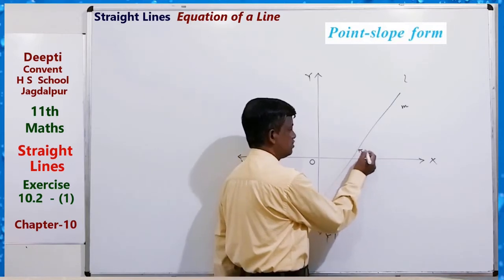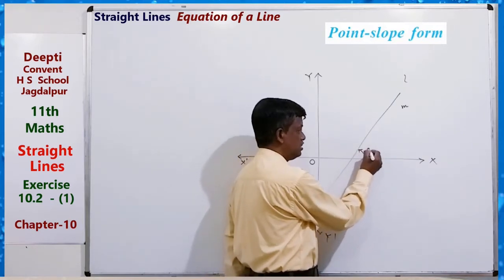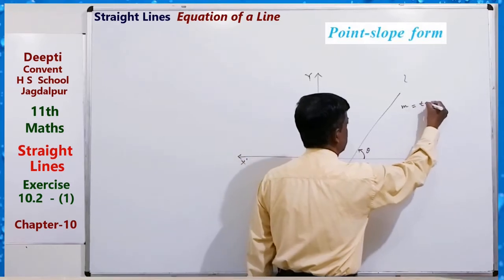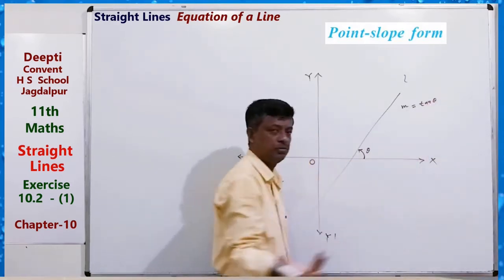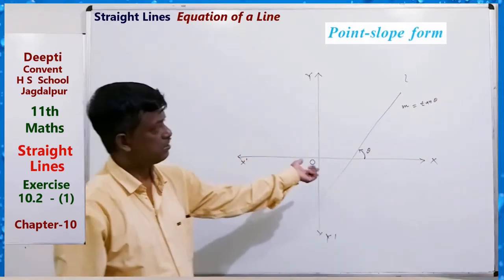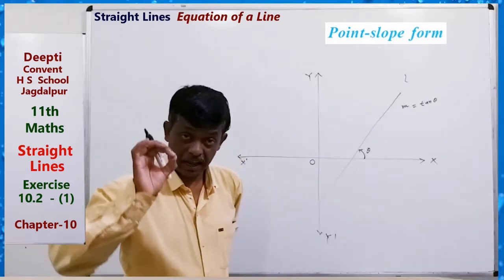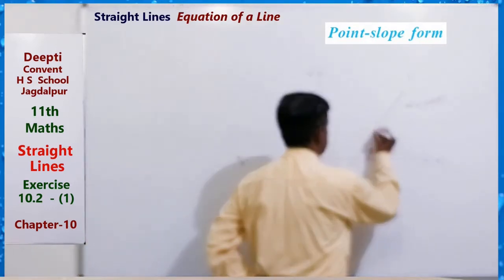Slope is given means this angle is given. If this is given, then m equals what? Tan of theta. This is slope. Either the angle is given or the slope is given, and a line passing through a point.